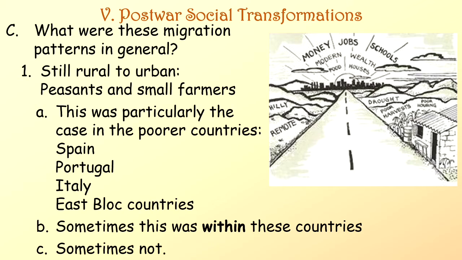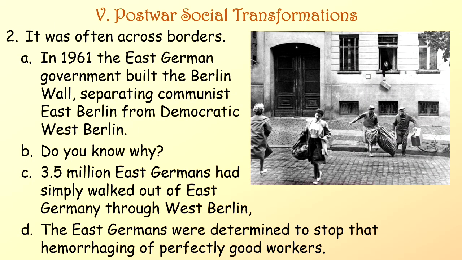And this was particularly the case in the poorer countries, Spain, Portugal, Italy, the East Bloc countries. Sometimes the migration was within these countries, sometimes not. Migration was often across borders. In 1961, the East German government built the Berlin Wall, separating communist East Berlin from democratic West Berlin. You know why? 3.5 million East Germans had simply walked out of East Germany through West Berlin. And the East Germans were determined to stop that hemorrhaging of perfectly good workers.